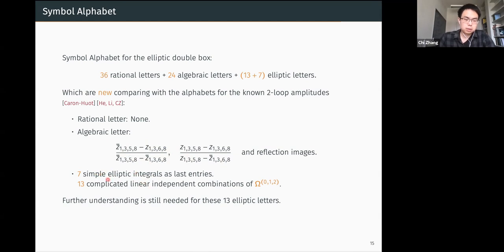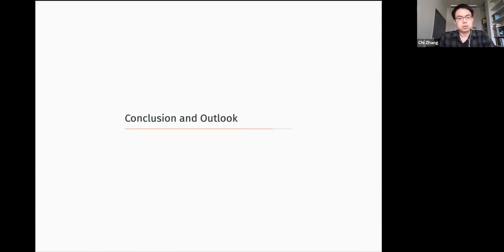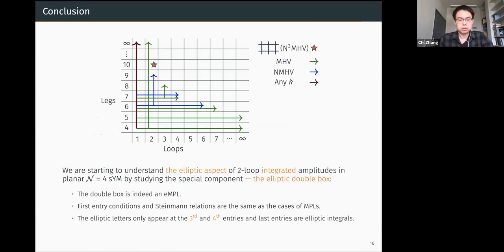Apart from the 7 last entries, the other elliptic letters appearing at third entries only come in certain linearly independent combinations. And currently, we still need a comprehensive understanding of these elliptic letters. So now let me conclude. In this talk, I have discussed a special component of the two-loop twist-four-point amplitude, the double box integral. We verified that this integral is indeed an elliptic logarithm, and we computed the symbol, and we find that the symbol satisfies the same first entry condition and the same relation as in the MHV and NMHV cases. The elliptic letters only appear at third entry and first entry, and all last entries are simply elliptic integrals.